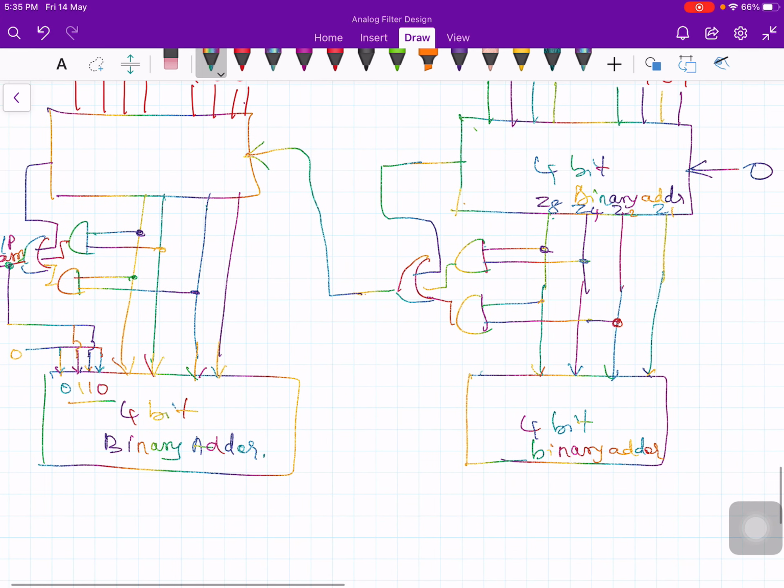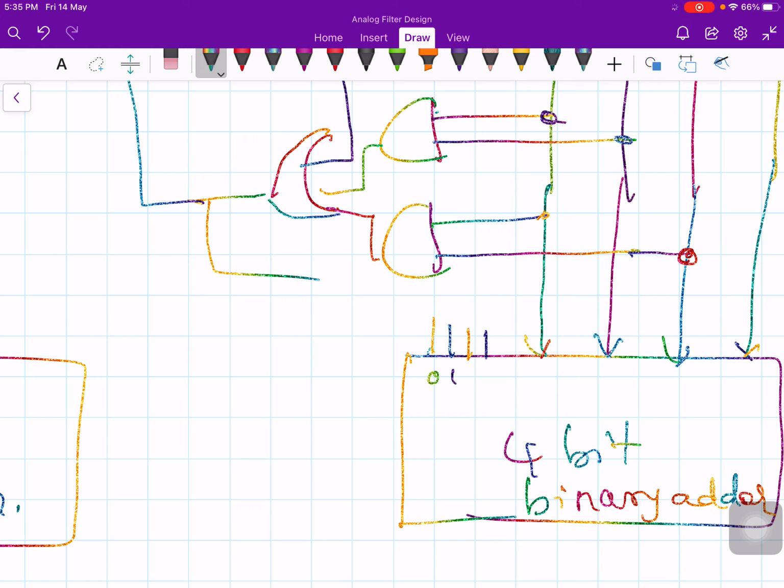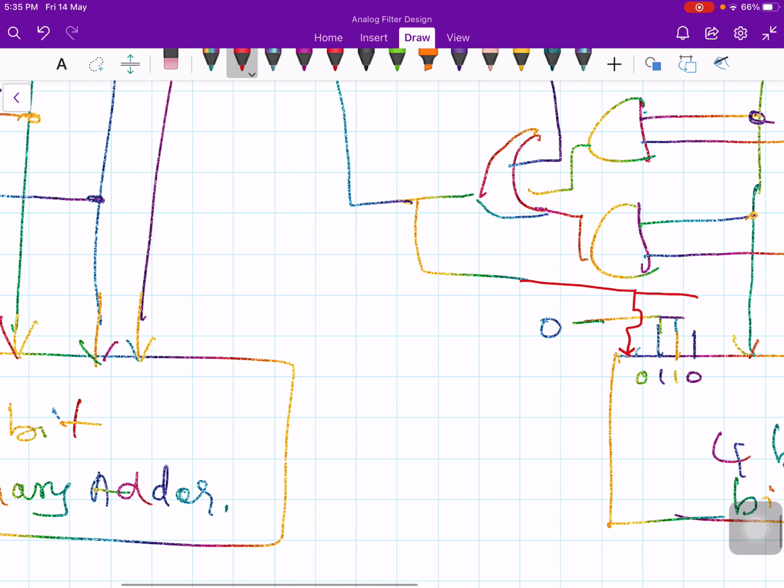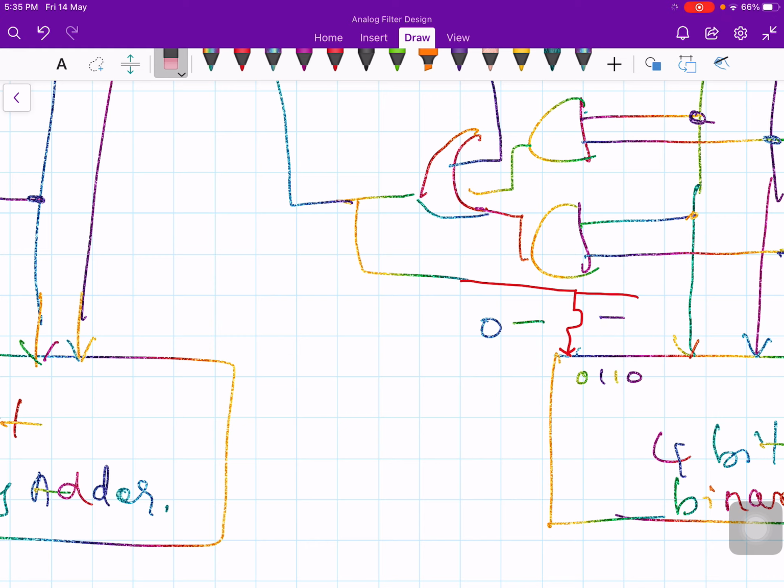Similarly, here also you take this one. There are 4 inputs, 0 1 1 0. So these two are connected to 0, and then what did I do? I'm sorry. Yes, 0 1 1 0. Okay, I made a mistake. I'm sorry. Okay, so like this, and then like this.